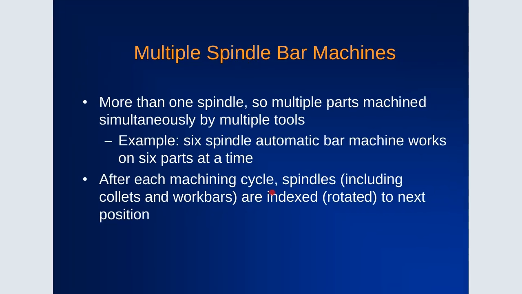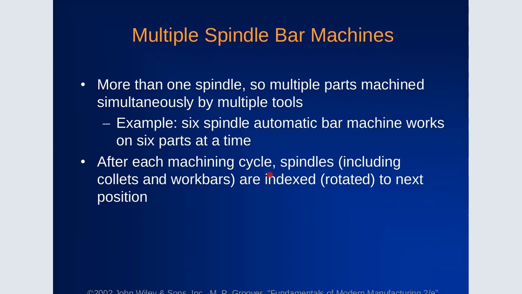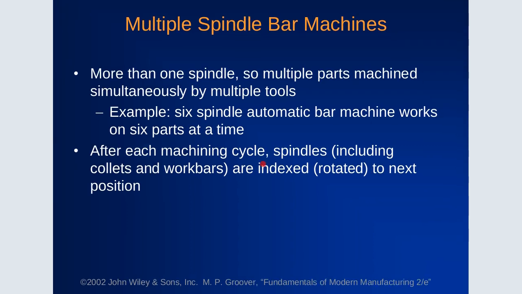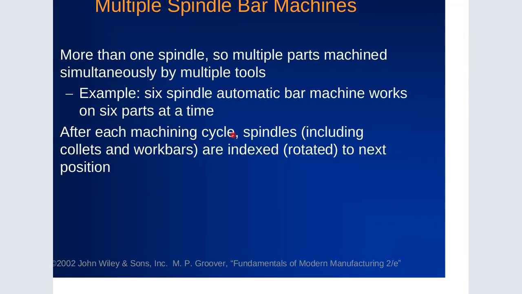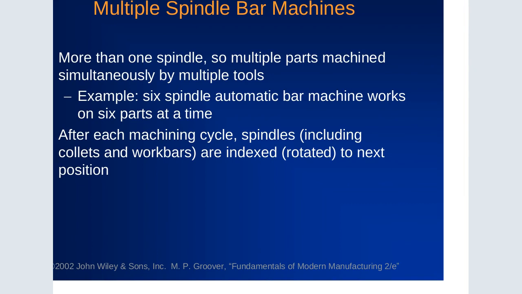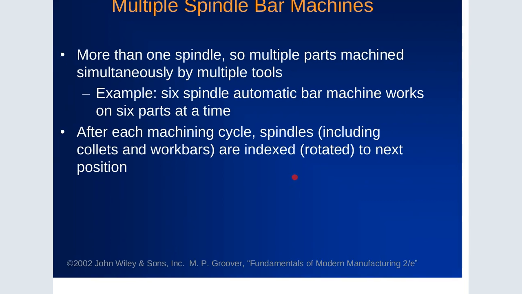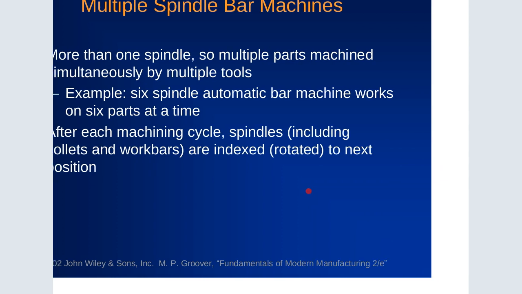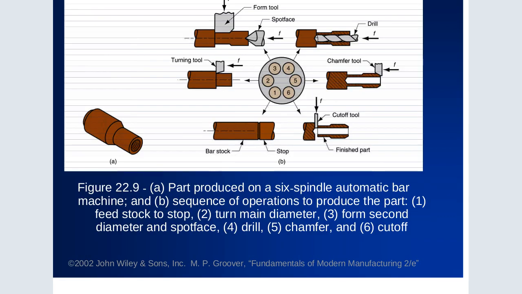And then we have the multiple spindle bar machines. There is more than one spindle, so multiple parts are machined simultaneously by multiple tools. For example, a six spindle automatic bar machine works on six parts at the same time. After each machining cycle, the spindles, including the collets and work bars, are indexed, rotated to the next position.